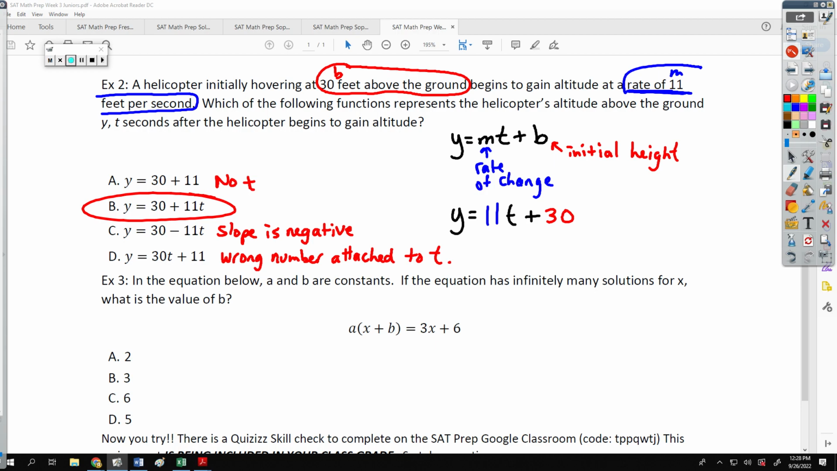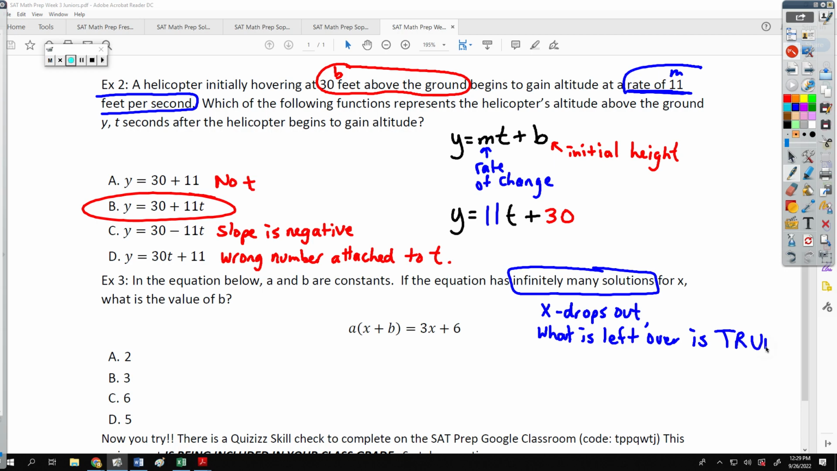Finally, we have in the equation below, a and b are constants. If the equation has infinitely many solutions for x, what is the value of b? Remember that to get infinitely many solutions, x drops out. What is left over is true. In other words, both sides are the same.